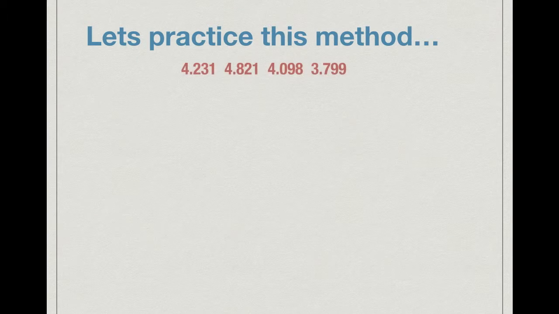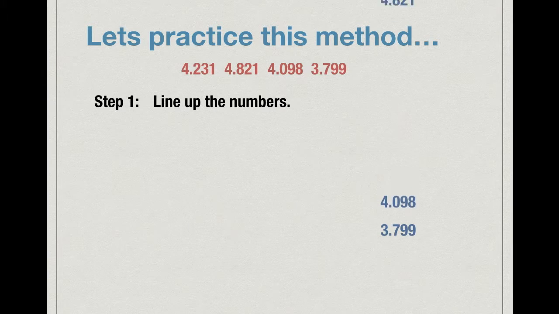Here we have 4 numbers we need to place in order. Our step 1 again is to line up the numbers. So let's do that. When we line up the numbers, we have to make sure that the decimal points all line up together. That way we know that we are comparing the same place value.